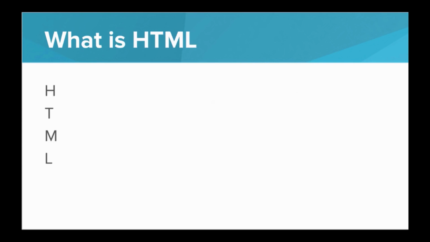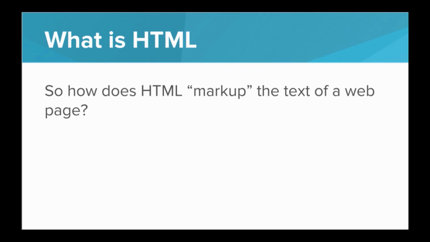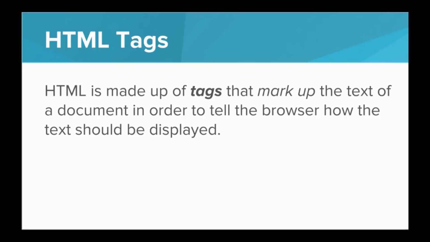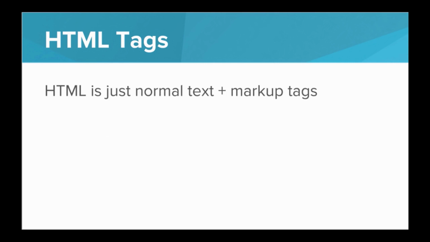Well, let's start with breaking down this HTML. What exactly is HTML? Well, HTML stands for Hypertext Markup Language. How exactly does HTML mark up the text of a web page? Well, introducing HTML tags. HTML tags mark up the text of a document in order to tell the browser how that text should be displayed. So HTML is made up of several tags that can decorate or mark up the standard text of a document in order to tell the browser how that text should be displayed. So at the core of it, HTML is really just normal text plus these markup tags.